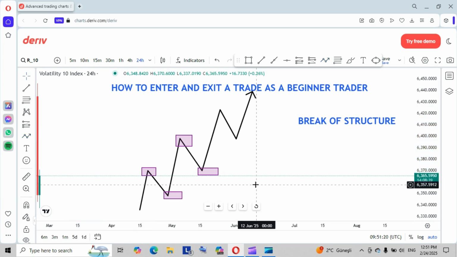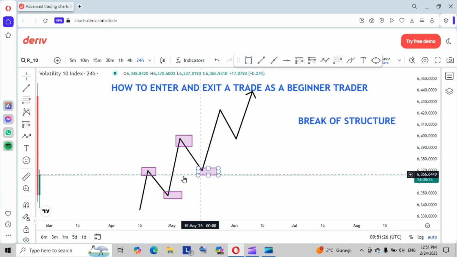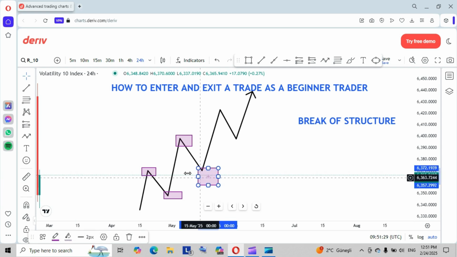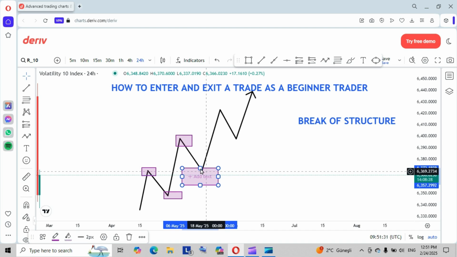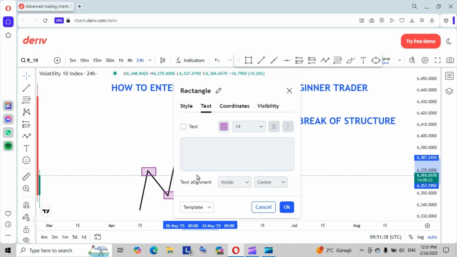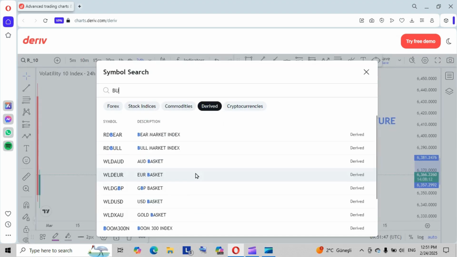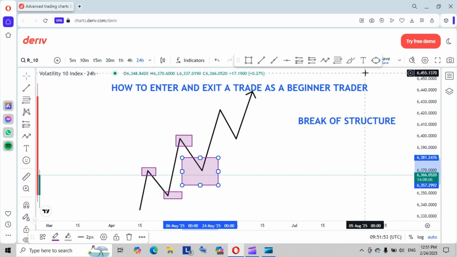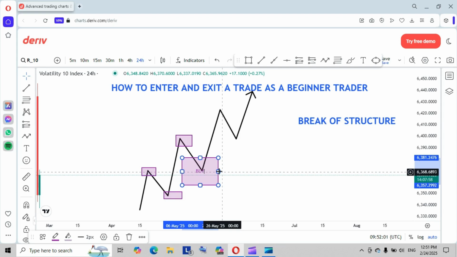Now, where is the best place for you to enter? The best place for entry is going to be after this higher high and this higher low. This is your best place to enter a buy trade. This is where you want to enter your buy trade. So let's go back. Sorry. So this is where you want to enter for a buy.